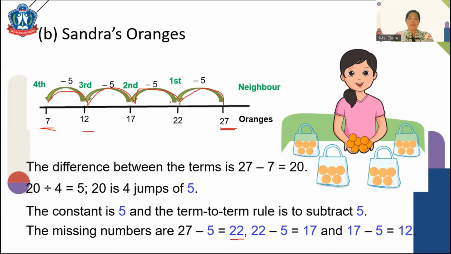So after the first neighbor, there are 22 oranges left. After the second neighbor, 17 oranges left. After the third neighbor, 12 oranges left. So that's how to find the answer for this.